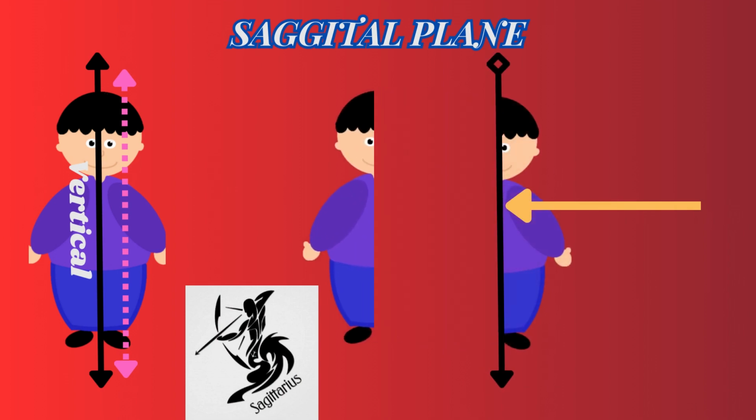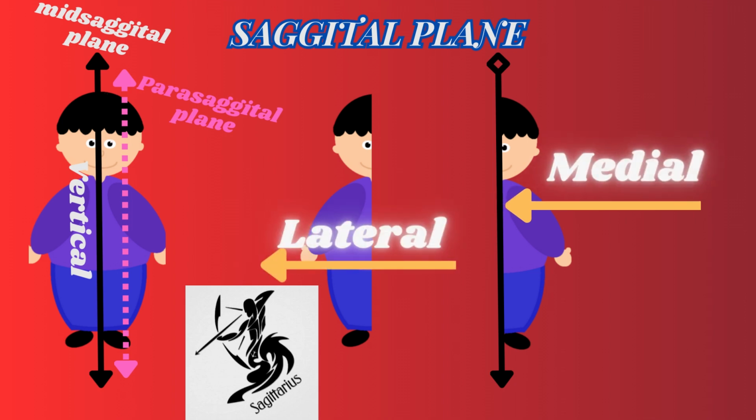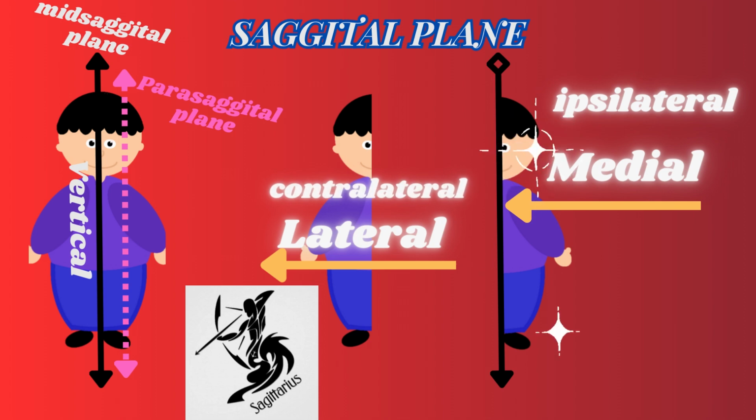When a vertical line cuts the body into 2 equal left and right halves, it is called the mid-sagittal plane. Other planes, parallel to this mid-plane, are called parasagittal planes. It divides the body into medial and lateral positions. Medial means towards the body. Lateral means away from the body. Ipsilateral means found on the same side. Contralateral means found on the opposite side.